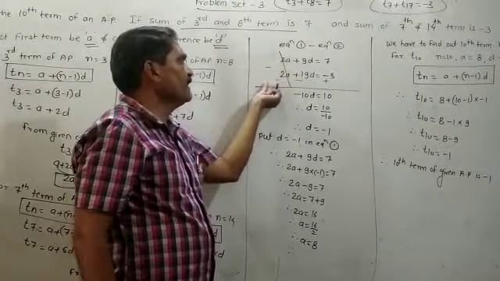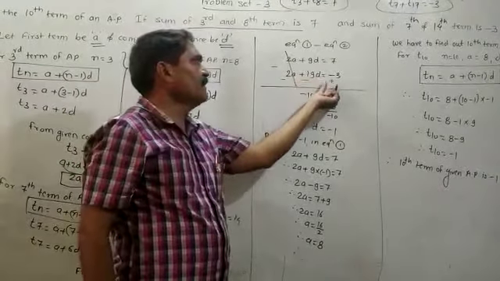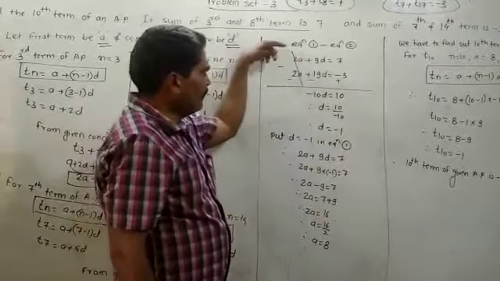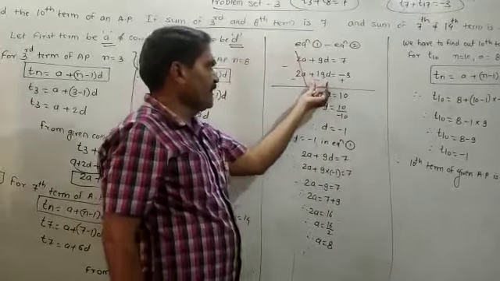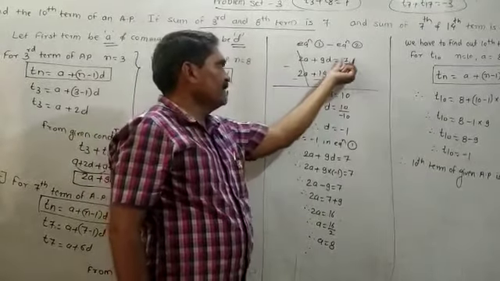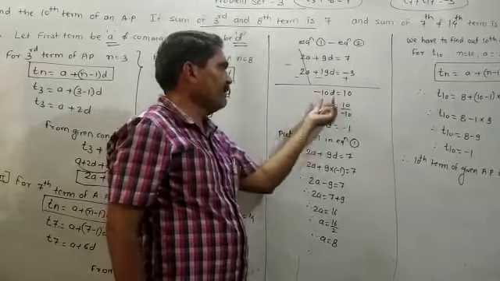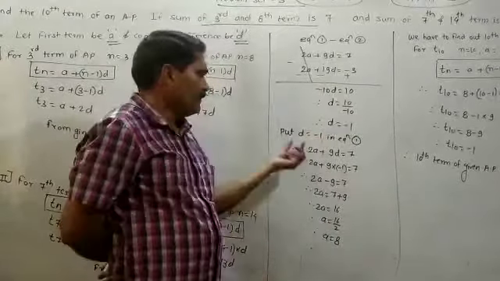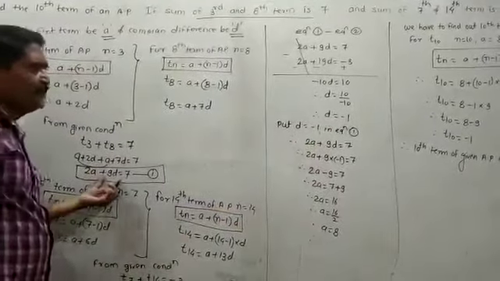Once you give the minus sign, this plus 2A becomes minus 2A, plus 19D becomes minus 19D, and minus 3 becomes plus 3. Then the 2A minus 2A cancels, and 9D minus 19D is equal to minus 10D, and 7 plus 3 is equal to 10. You have to transpose this minus 10 to that side, multiplied by minus 10 becomes divided by minus 10. D is equal to minus 1 will come. Put D is equal to minus 1 in equation 1.